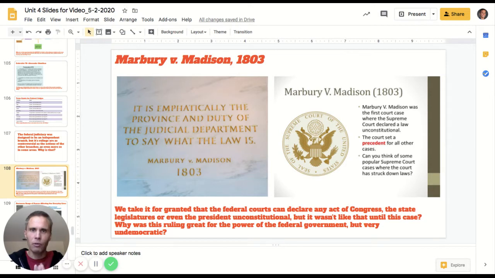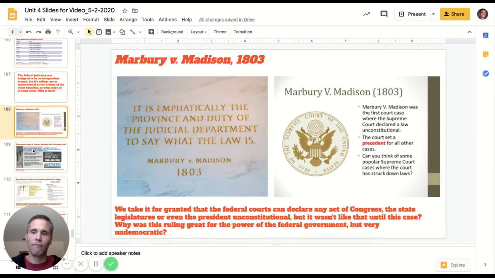The courts, the U.S. Supreme Court, a body of nine unelected individuals, can tell all of those elected officials across the United States, nope, that's unconstitutional. You can't do that anymore. That is a huge amount of power that the courts have over our daily lives, folks.